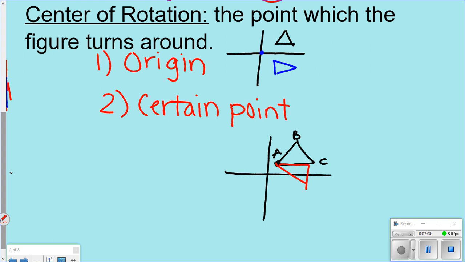So, if you're rotating around the origin, like this one, there are certain rules we can follow, which makes it really simple. Just like we did the other day, if it's a reflection, you change the x's or the y's. There's certain rules for this as well.